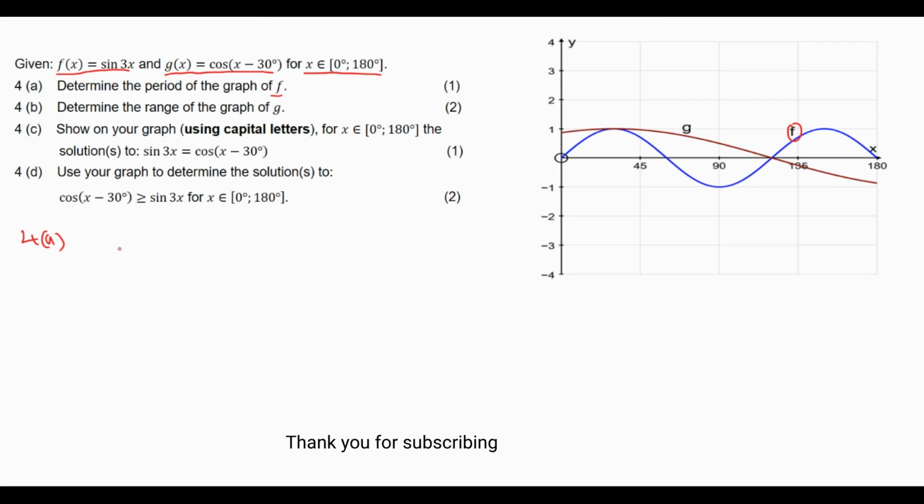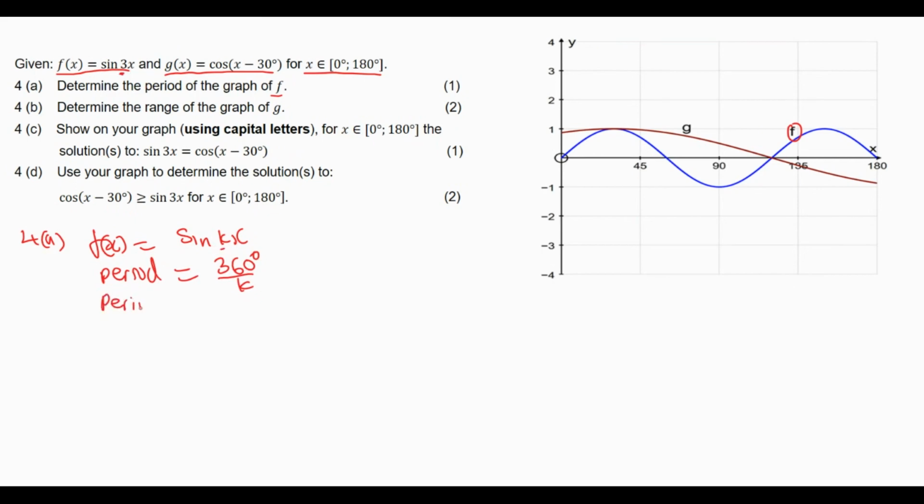And remember that for the graph of the form f of x is equal to sine kx, the period is equal to 360 degrees divided by k. So in this case, our k is equivalent to 3, so the period is equal to 360 degrees divided by 3, which is 120 degrees. So the graph will repeat itself after 120 degrees.